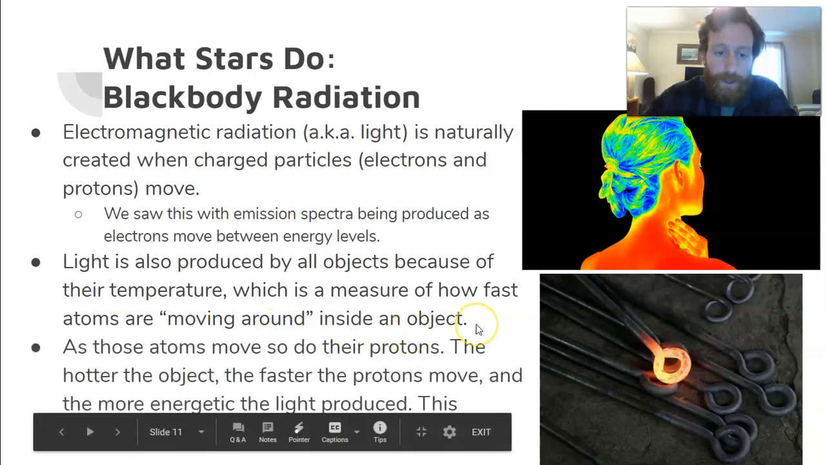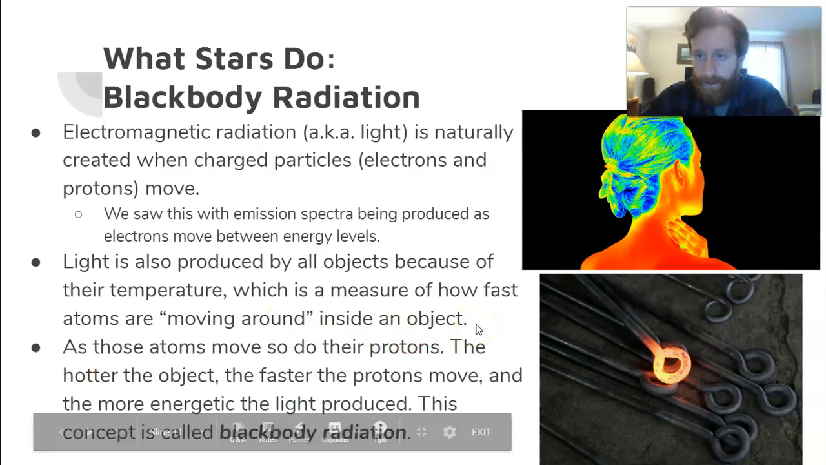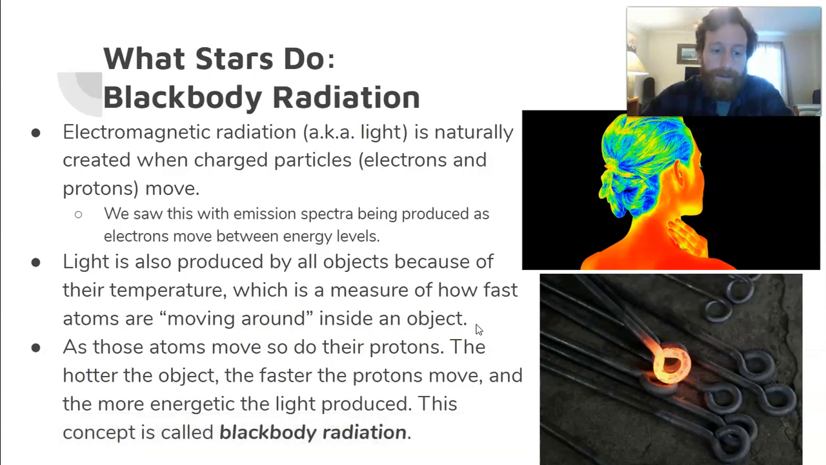As those atoms move, so do their protons, a charged particle, and the hotter the object is, the faster the protons move. And the faster the protons move, the more energetic the light produced. And we call that concept black body radiation. It's the explanation for why I, made of atoms, and those atoms are in motion because I have a temperature, why I give off infrared light.